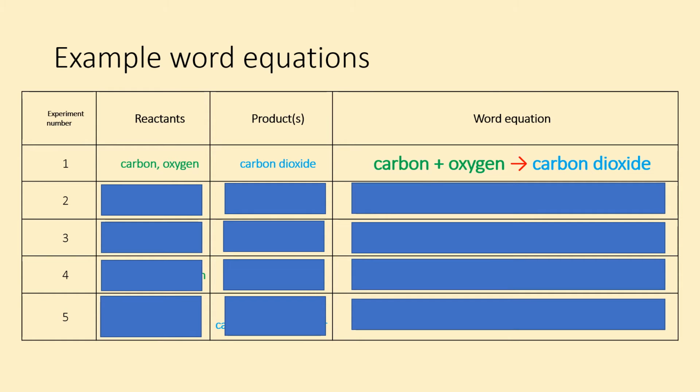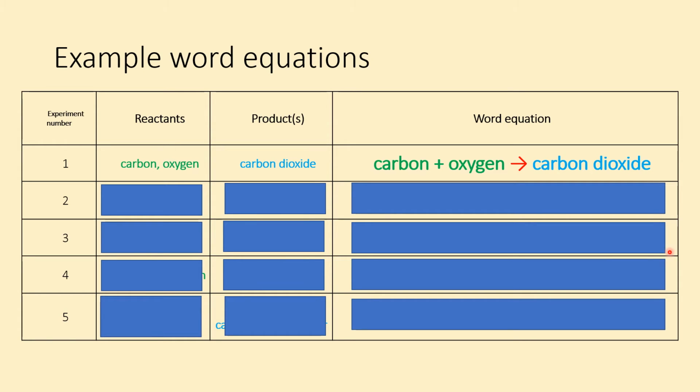So we've got some example word equations here. I've done one for you. Feel free to pause the video and copy this table, and then you can test yourself on writing word equations, but you don't have to. So for number 1, the reactants are carbon and oxygen. I've colour coded them, and the product, there's only one, is carbon dioxide. This is all one thing, because the carbon and the oxygen have joined together to make a new substance. So in our word equation, we've got carbon plus oxygen, arrow, carbon dioxide.